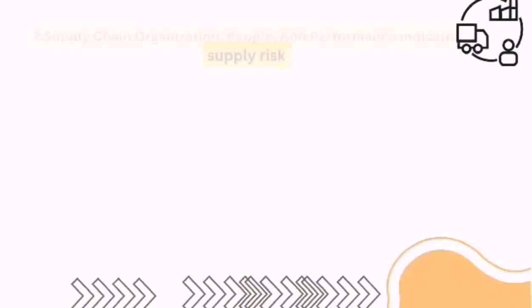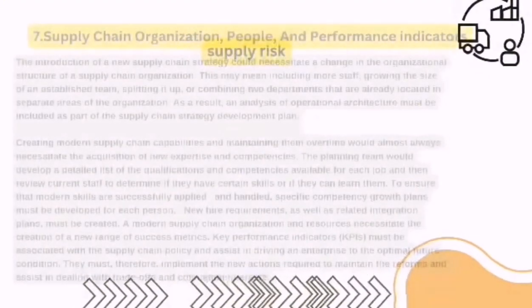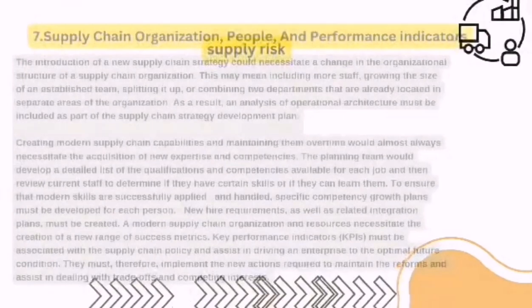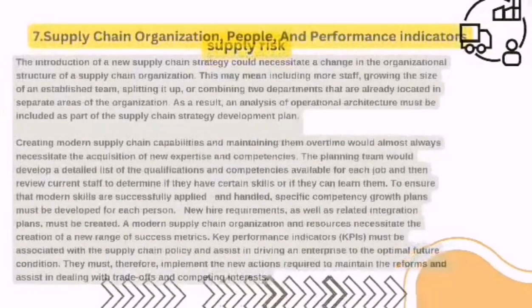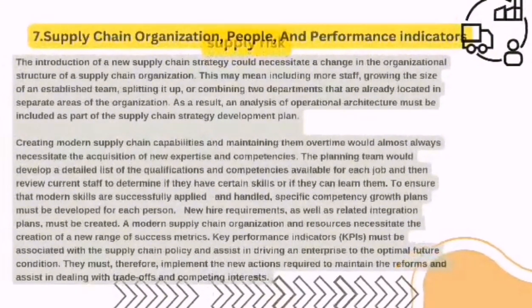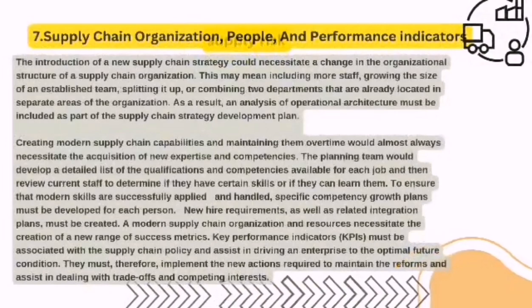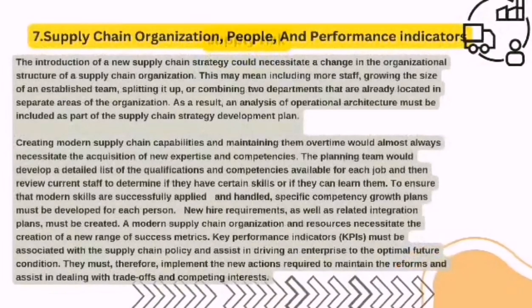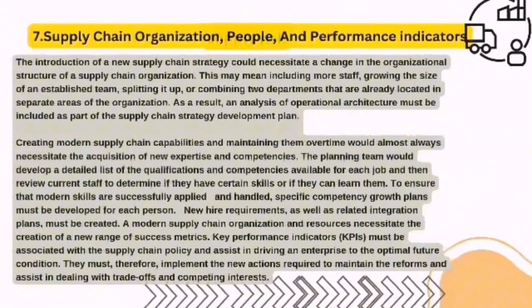A supply chain organization refers to the structure and roles within a company that manage the flow of goods and services, including procurement, production, warehousing, and distribution. It often involves coordination between different departments like logistics, procurement, and operations. People in the supply chain include everyone involved in managing and executing supply chain activities, from warehouse staff and logistics managers to procurement officers and demand planners.